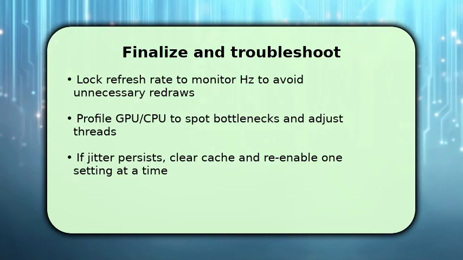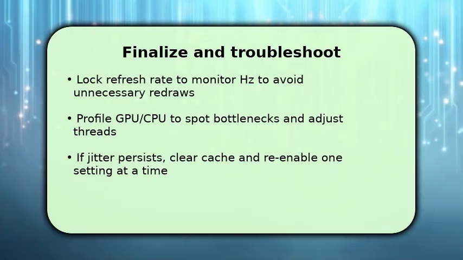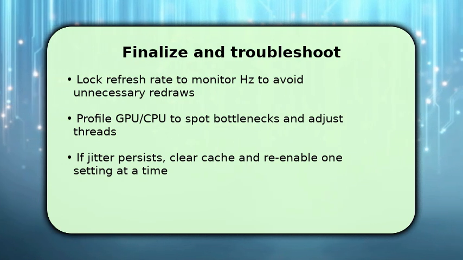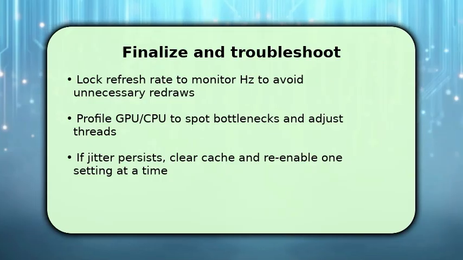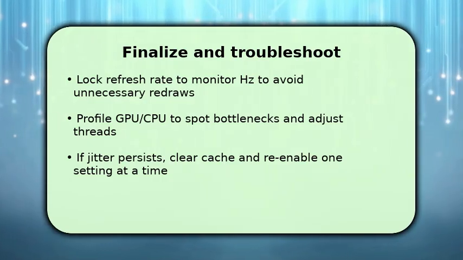If you hit persistent jitter or wrong values, clear the scope cache and re-enable one optimization at a time to isolate the culprit. This troubleshooting step quickly reveals which tweak broke the pipeline.